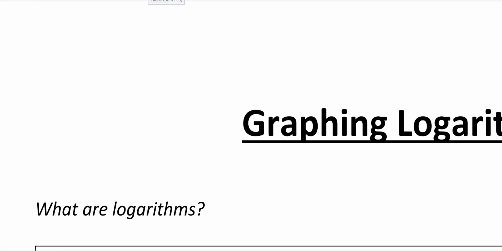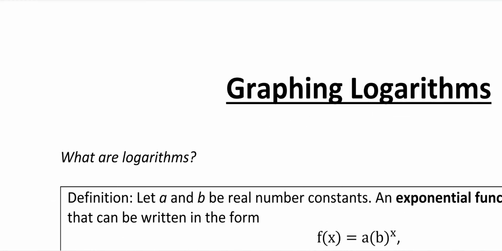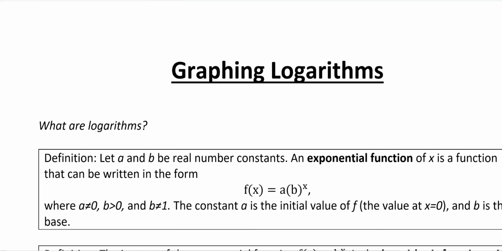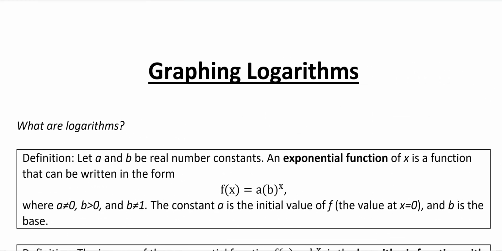And to get at that question, you really need to go back to exponential functions. So what is an exponential function? It is, if a and b are real number constants, an exponential function of x is a function that can be written as f of x equal to a times b raised to the power x. And then there's some other constraints on our constants here. And b is called the base.